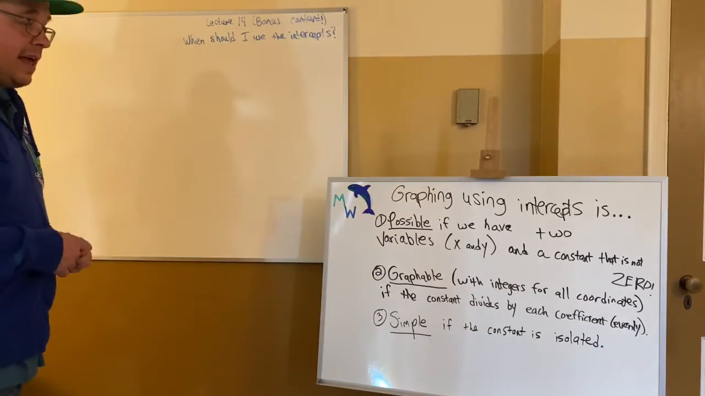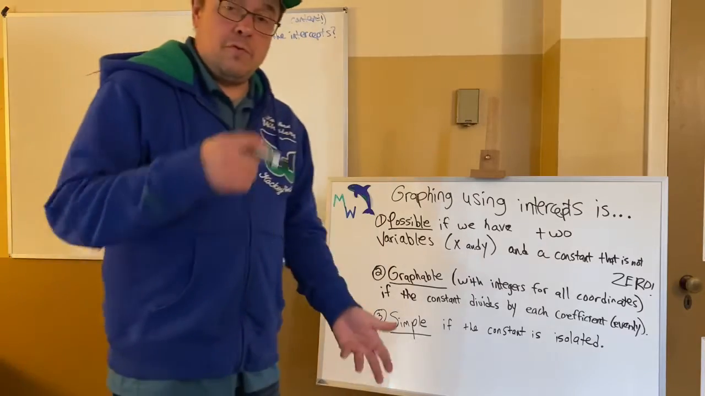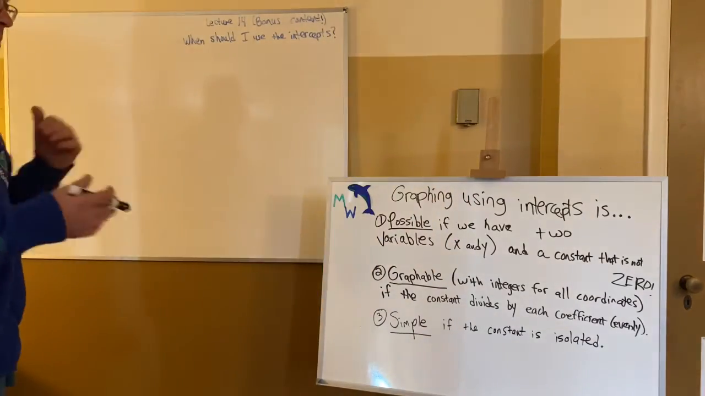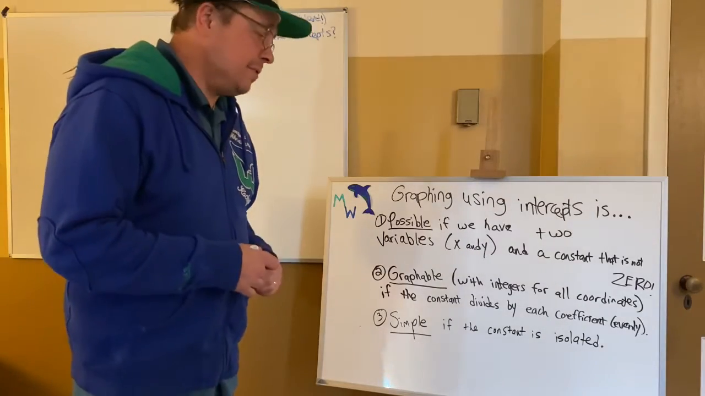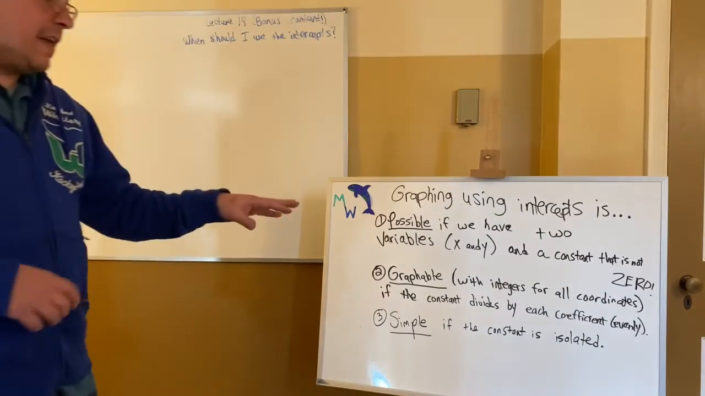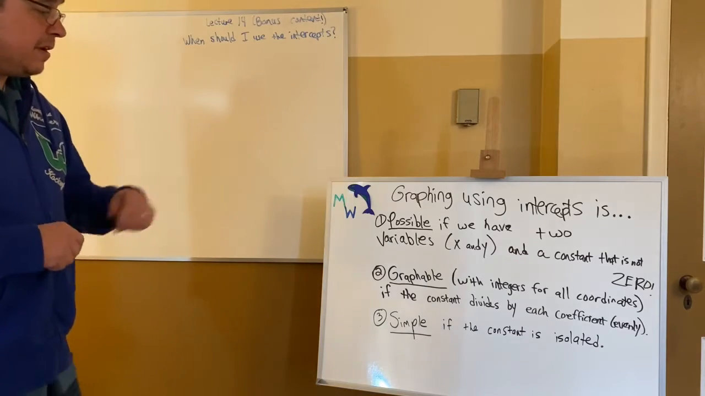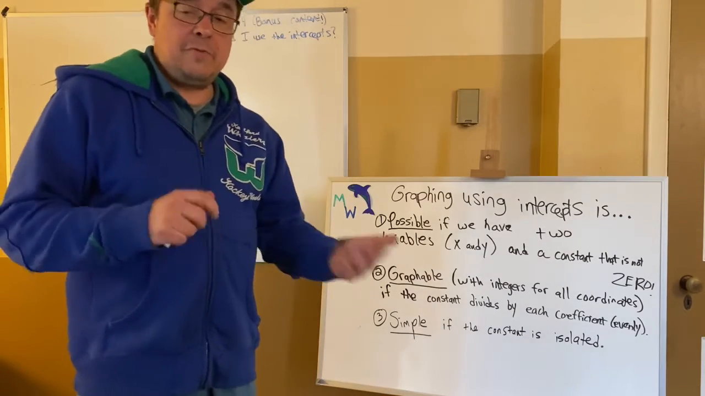usually, and a constant, which is a number with no variable on it, that is not zero. So x, y, and a number that's not zero all have to be in there. If that happens, it's possible to find two intercepts, which you could put on the graph. But then comes number two. Wouldn't it be nice if what you found was graphable?